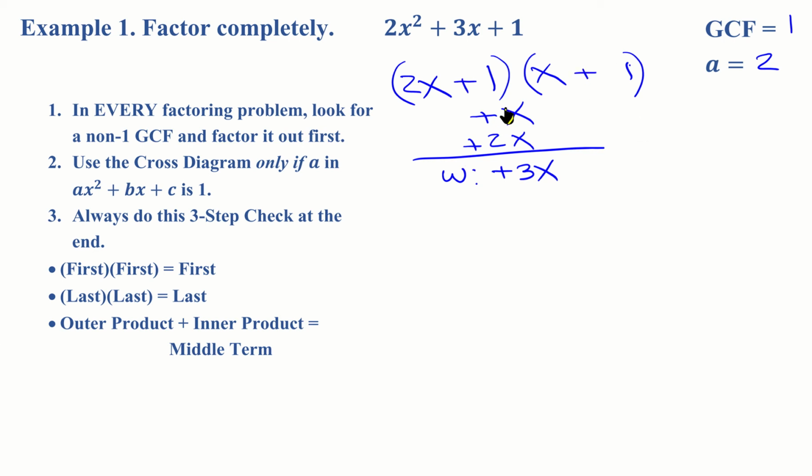So now we're going to check it. Remember, we always do the 3-step check. First times first is first. Check. Last times last gives us the last one here. Check. The inner product is positive x. The outer product is positive 2x. They add up to give us positive 3x. So we've done it correctly.